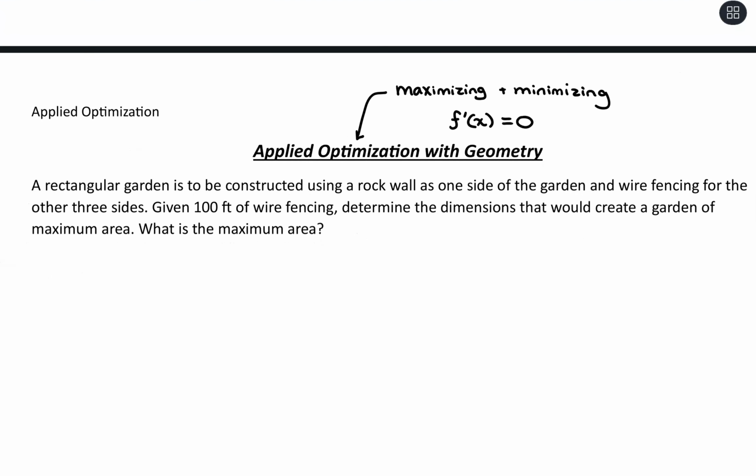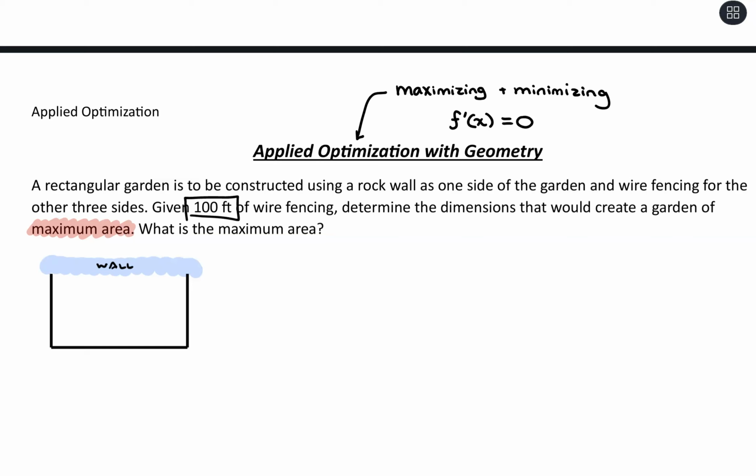So we have a rectangular garden to be constructed using a rock wall as one side of the garden and wire fencing for the other 3 sides. So we're going to have a rock wall and then 3 sides of a wire fence. Something like that. That's our wall. And we are given 100 feet of wiring, and we want to determine the dimensions that would create a garden of maximum area. So we want to maximize area.